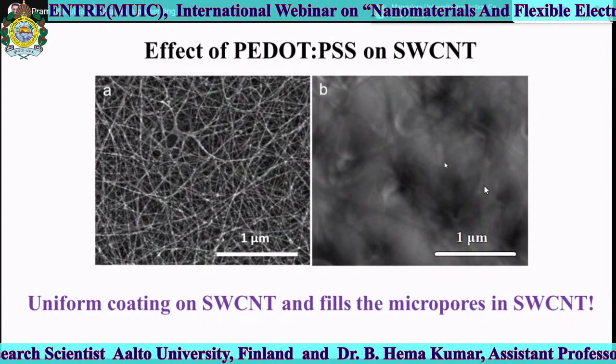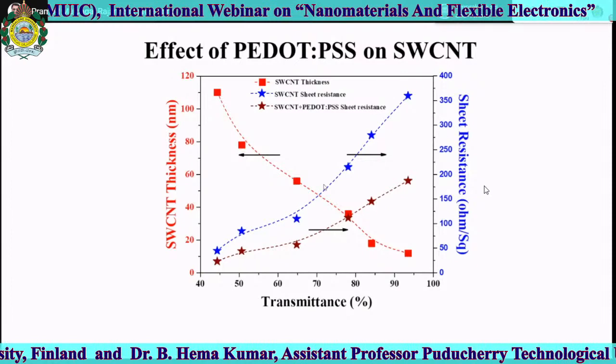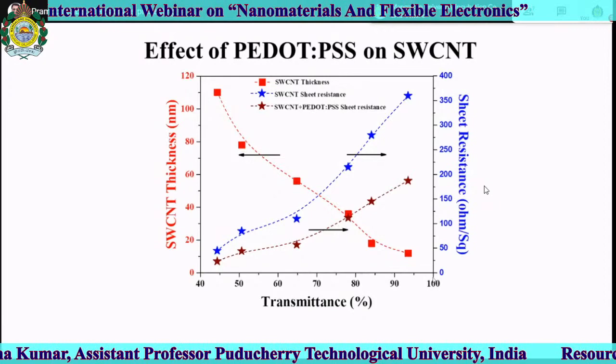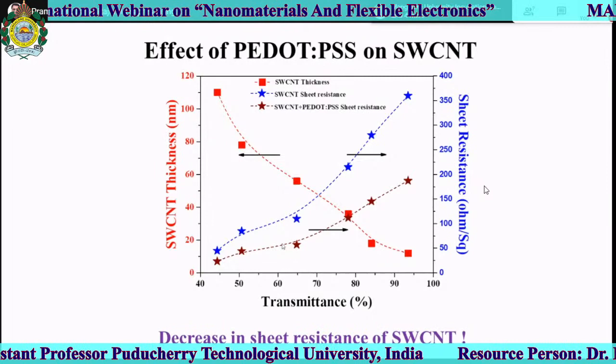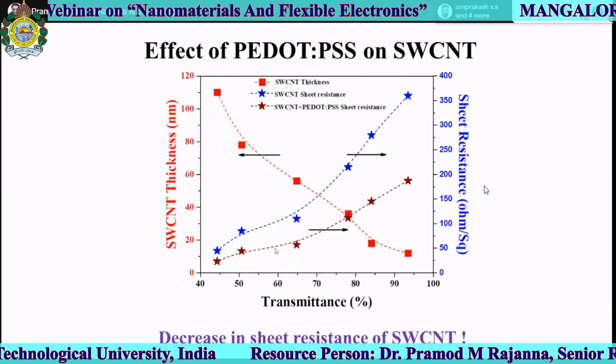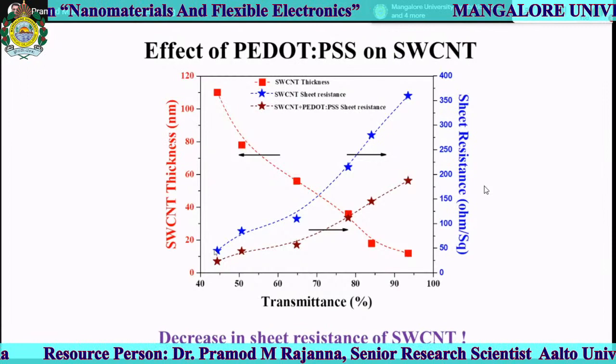And when we checked the electrical and optoelectronic properties of these thin films, we see that the carbon nanotube film with increasing thickness has much lower sheet resistance, but we lose on the transmittance, as the absorbance starts to increase. But when we look at lower transmittance with the carbon nanotubes and the PEDOT:PSS, which is the brown stars, the sheet resistance decreases, which means the electrical conductivity significantly improves.